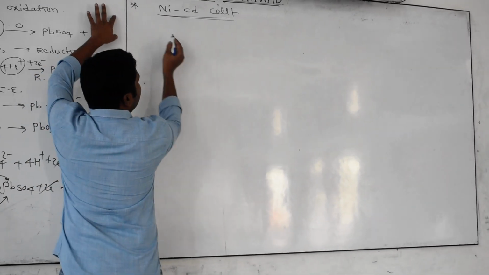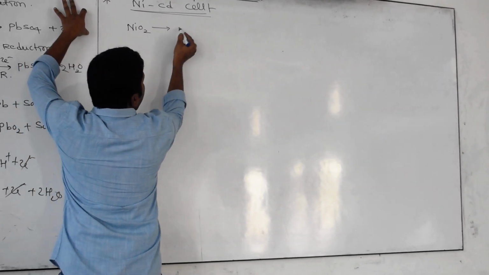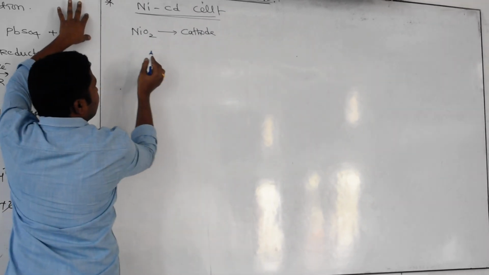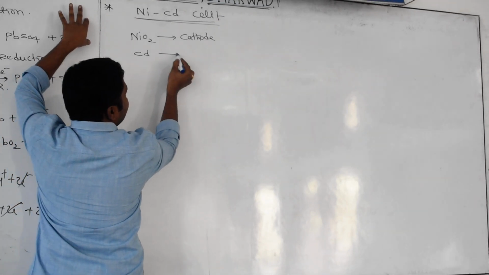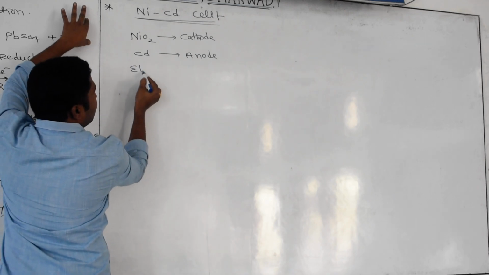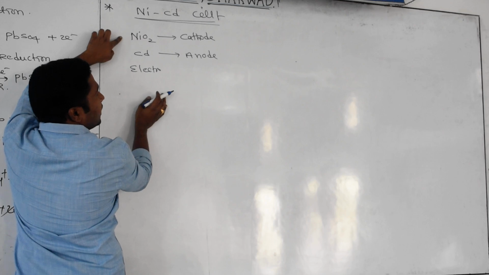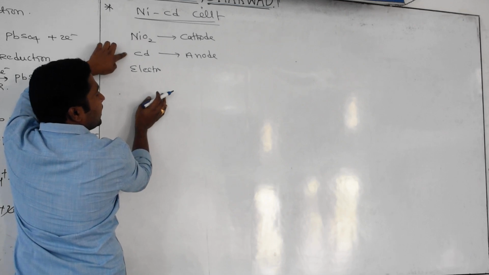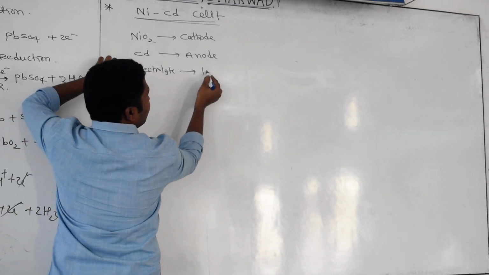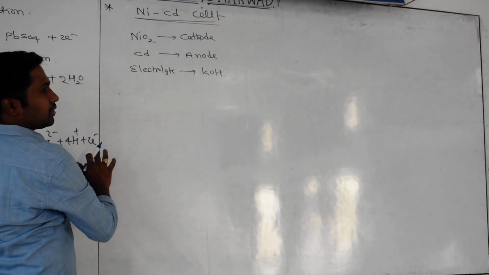Okay, here also it is very simple. Nickel oxide plates are the cathode, meaning reduction will be going on there. Purely cadmium plates we are taking as the anode. The same device, but we are changing the material of cathode and anode. Nickel oxide is the cathode plate, cadmium is the anode plate, and the electrolyte is KOH. Potassium hydroxide is the electrolyte. Same device you can take.